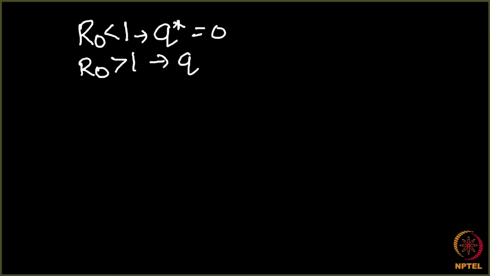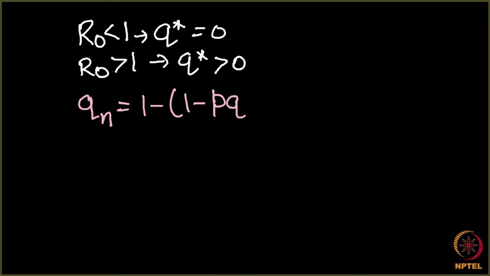So where were we? We'll quickly recap from the beginning. Our aim is to show that if R0 is less than 1, Q star equals 0, and to show that if R0 is greater than 1, then Q star is greater than 0. This was our aim. And then we found a formula for Qn, which was (1 minus P Qn minus 1) to the power of k.